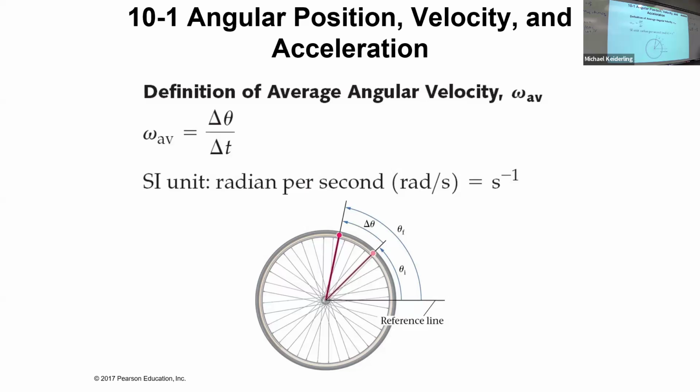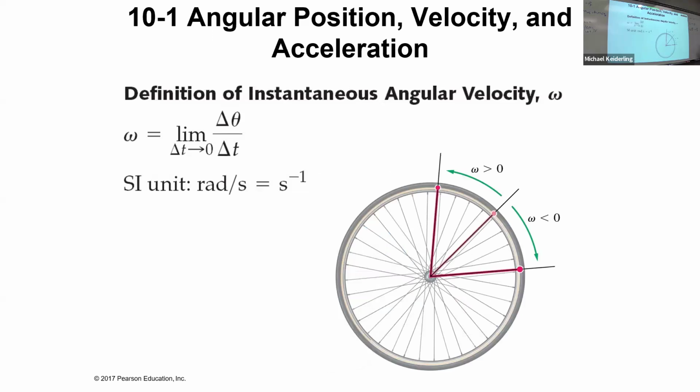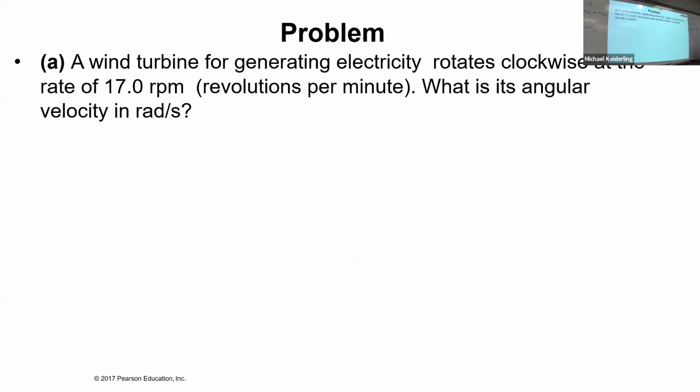So it's radians per second, which is technically just inverse seconds. Instantaneous angular velocity is the derivative of theta versus time. Unit is still inverse seconds. So, if a wind turbine for generating electricity rotates clockwise at a rate of 17 revolutions per minute, what is its angular velocity in radians per second?